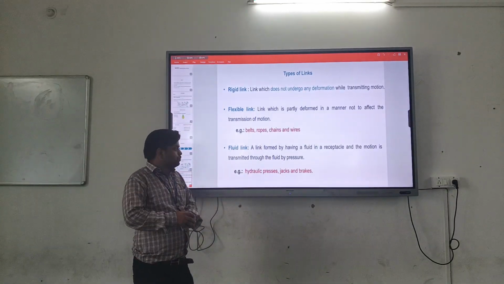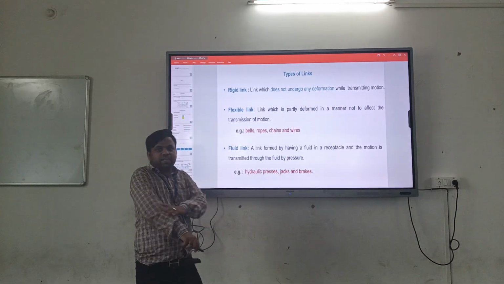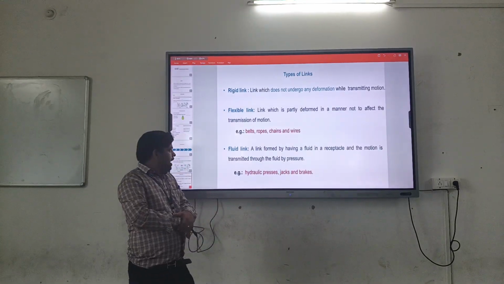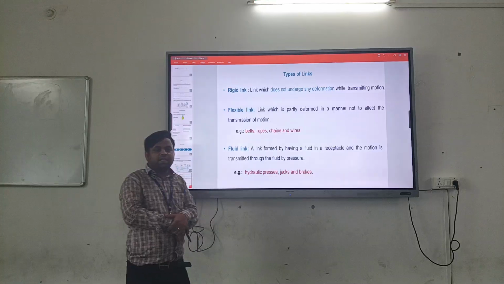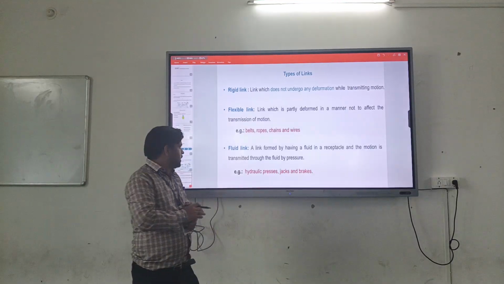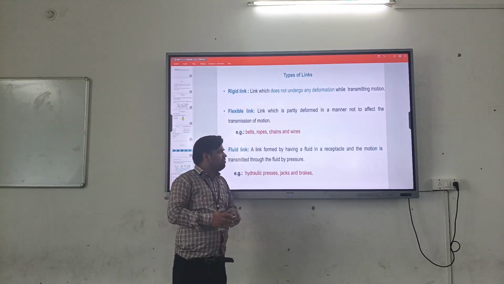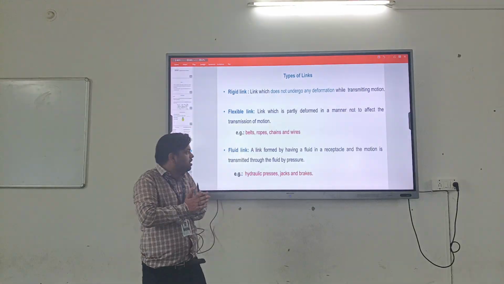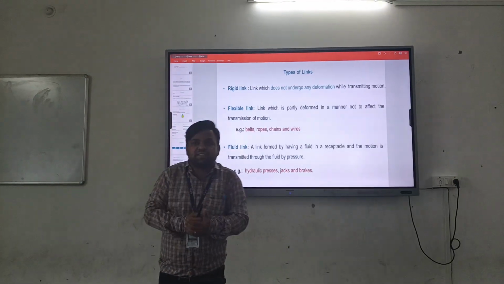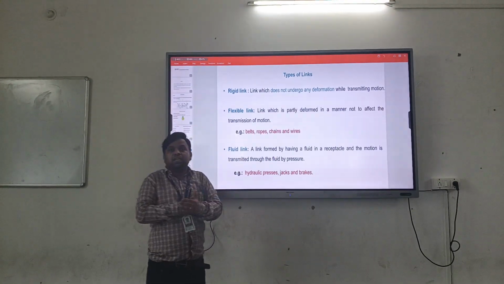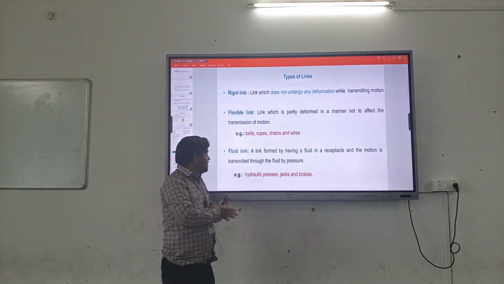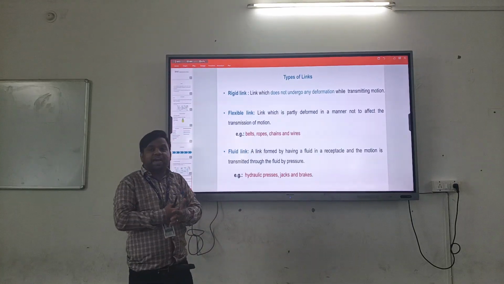Another is the fluid link. In a fluid link we can see the hydraulic machines having the hydraulic mechanism which transmit the motion by the use of fluid pressure. So any link that is formed by having fluid, which transmits the motion through the fluid pressure. So what is a fluid link? It is a link which transfers the motion by the fluid pressure. Example: hydraulic presses, jacks and brakes.